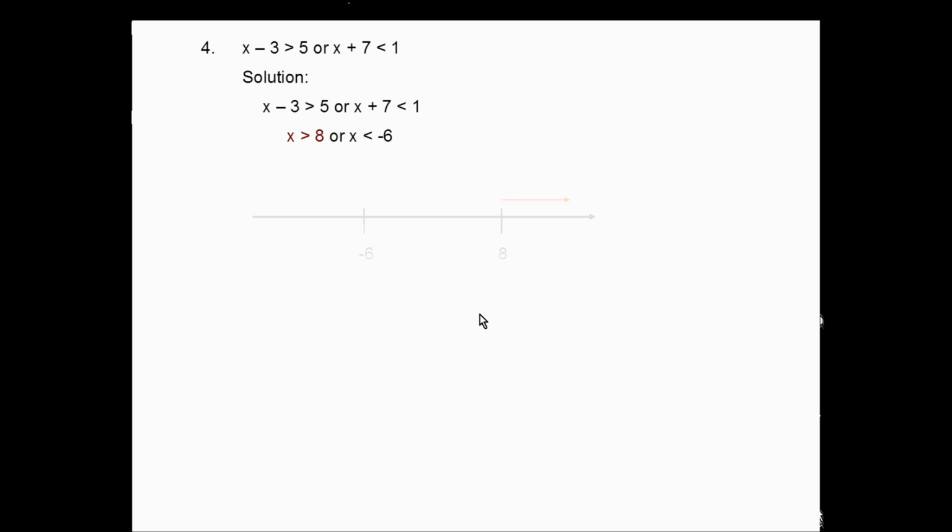Okay, we graph them to figure out what's going on. Okay, there's my x greater than 8. Okay, x less than negative 6 is down here. Okay, now remember, or does not require overlapping. If you throw those two together, that's exactly what you're going to get. As funny as it looks, that is our final answer.